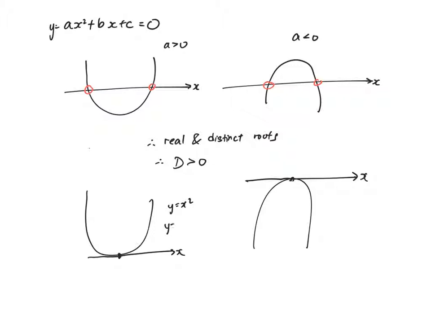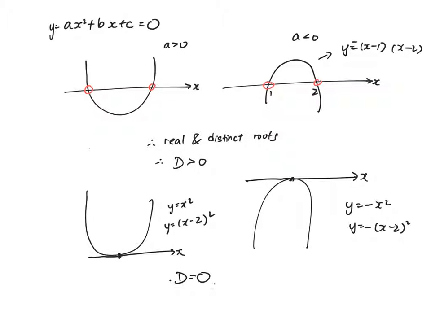Or y equals (x − 2) squared, or y equals negative x squared, or y equals negative (x − 2) squared. So that is an example of a graph like this. How about this? This is probably something like y equals (x − 1)(x − 2), and the solutions here will just be 1 and 2. So the second situation is the discriminant equals 0, and you have real and equal roots.